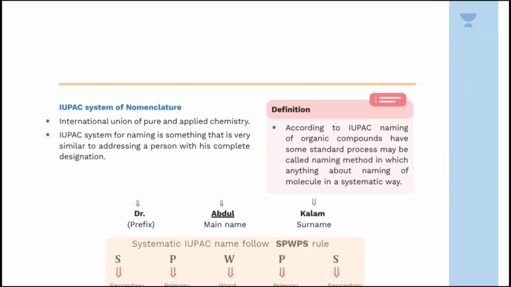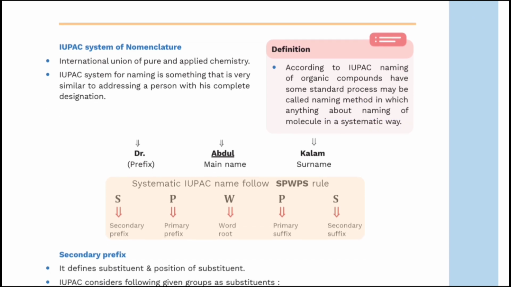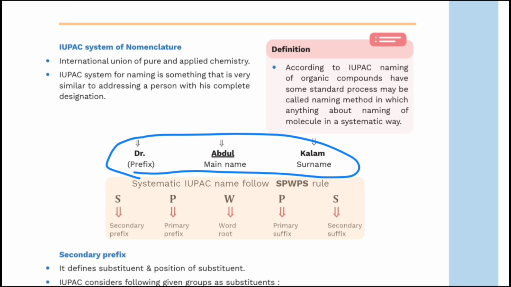IUPAC names. IUPAC stands for International Union of Pure and Applied Chemistry. The IUPAC system of naming is very similar to addressing a person with his complete designation or name. According to this, organic compounds have a standard process, which may be called a naming method, in which everything about the molecule is named in a systematic way. So here is some prefix. In Dr. Abdul Kalam, the doctor is the prefix, the main name is this, and this is the surname.